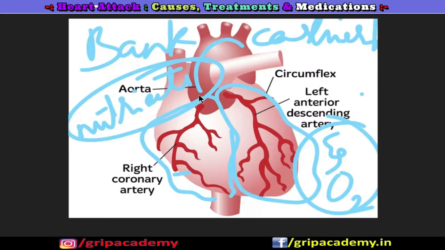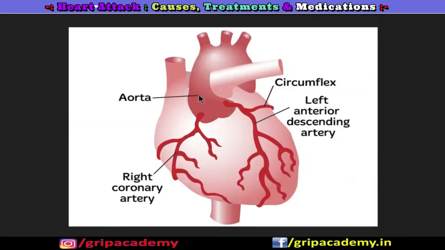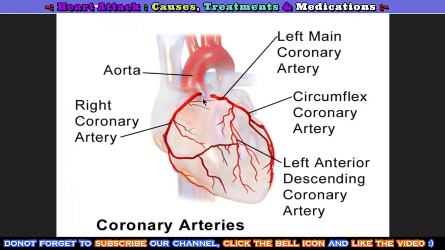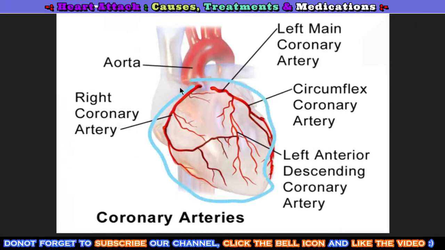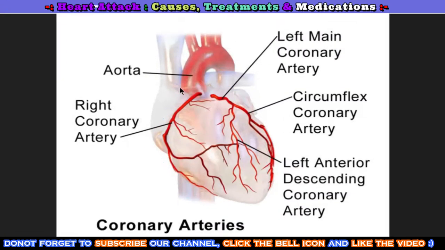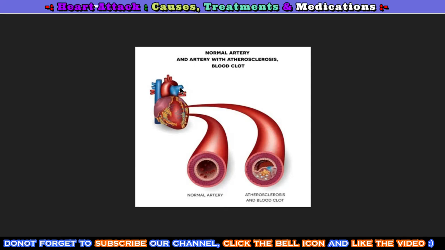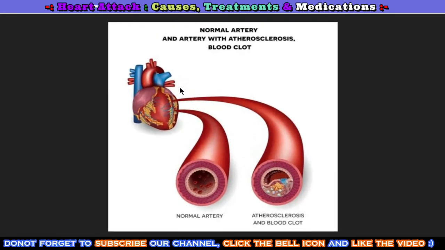So during a heart attack, what happens? The blood flow through one of these coronary arteries may have been severely reduced or it could have been blocked. There are two chances. Either it could have been reduced or it could have been completely blocked. Why has this reduced blood flow happened? It has happened because of the accumulation of a substance called plaque.